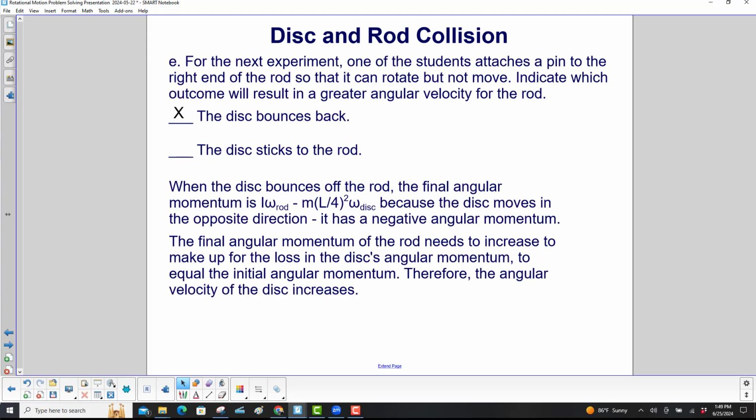When the disk bounces off the rod, the final angular momentum is I omega of the rod minus m (L/4) squared omega of the disk. Why is that? It's because the disk moves in the opposite direction. It has a negative angular momentum. The final angular momentum of the rod needs to increase to make up for the loss in the disk's angular momentum, so it can still equal the initial angular momentum because it's conserved. Therefore, the angular velocity of the rod has to increase to make that happen. So this will give you your greatest angular velocity.